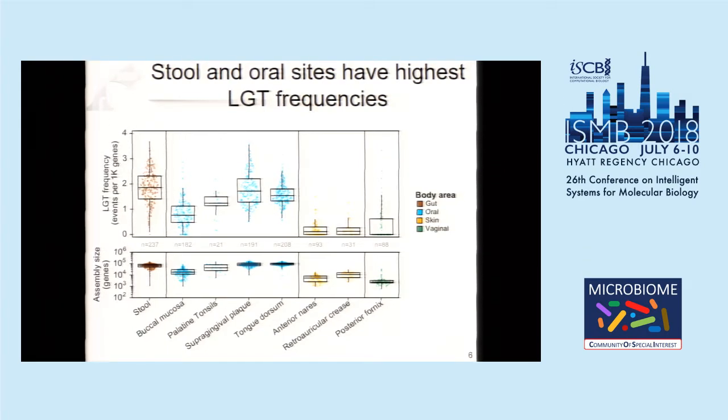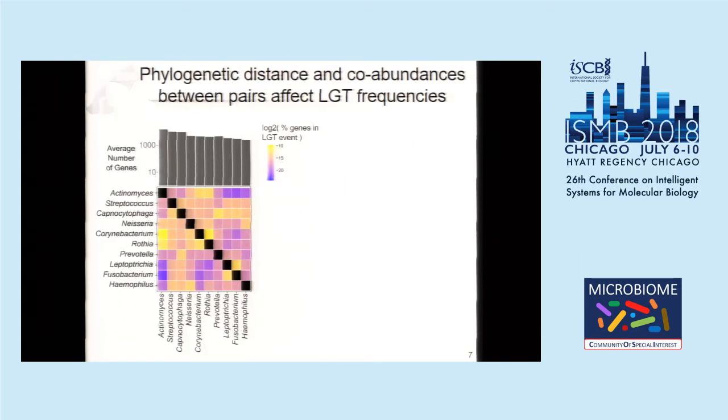So I'm just going to focus on supragingival plaque from here. And here I'm showing the top 10 genera from the supragingival plaque. The order of the rows and across the bottom, the columns are the same. But basically here, yellow means more transfer, while purple means less.